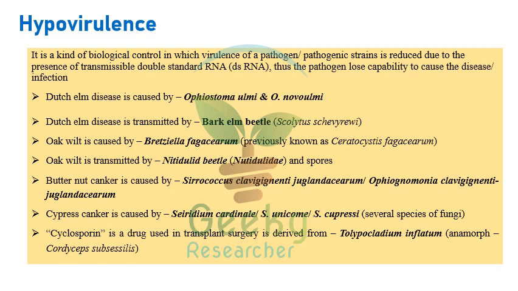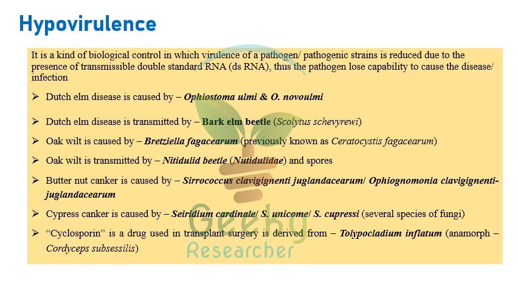This mechanism includes the presence of double stranded RNA. By using this double stranded RNA, we can reduce the virulence of the pathogen or pathogenic strains, that is Cryphonectria parasitica, Endothia parasitica, by using the double-stranded RNA in the viruses. So if the fungus gets infected, the virulence of the pathogen can easily be reduced, so that we can escape the disease or minimize the risks.